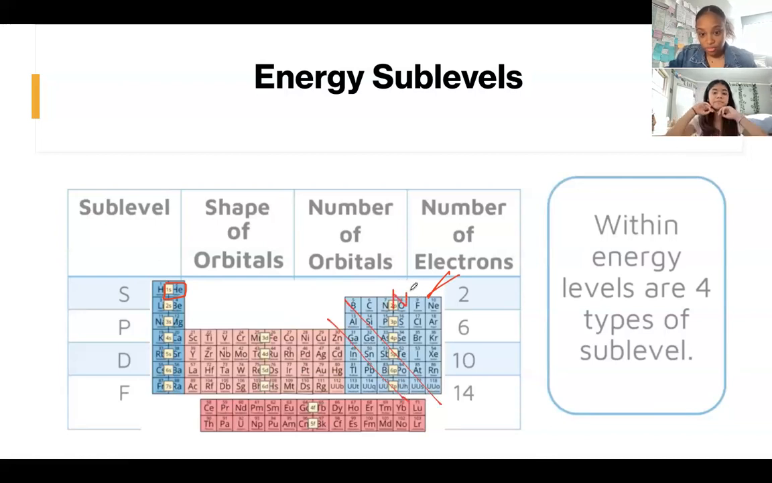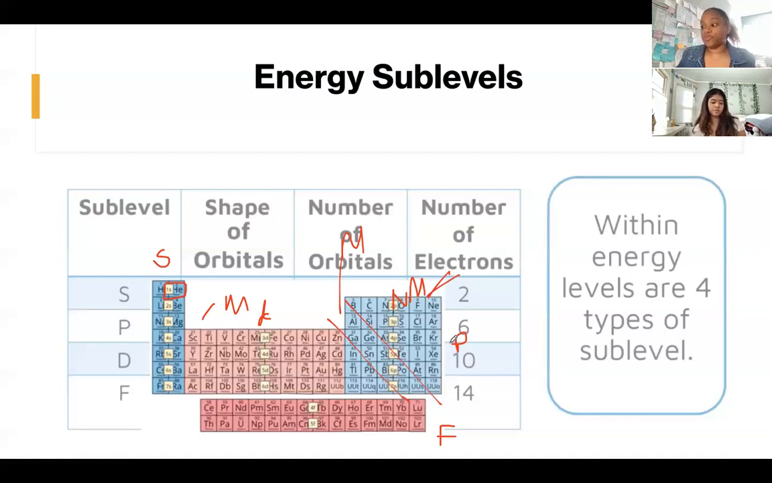I knew these were my non-metals. I knew that these were my metalloids, and I knew that these were my metals. And in addition to that, I would also label all my blocks S, D, F, and P. So that whenever I get questions, I can just follow my periodic table and not have to think about it and just answer the questions. So it's easier to follow for yourself.